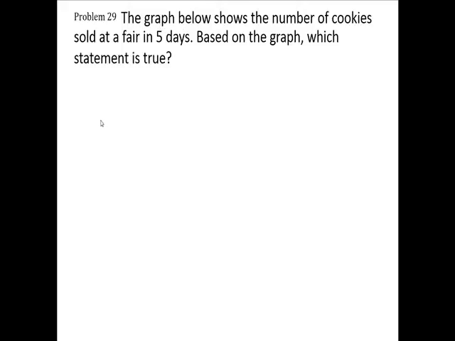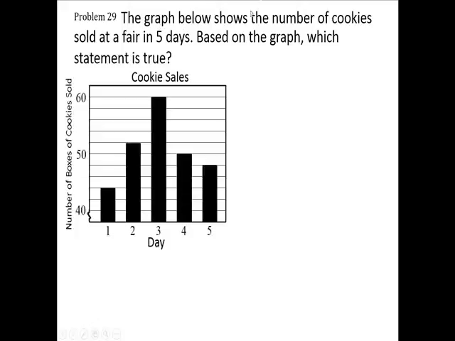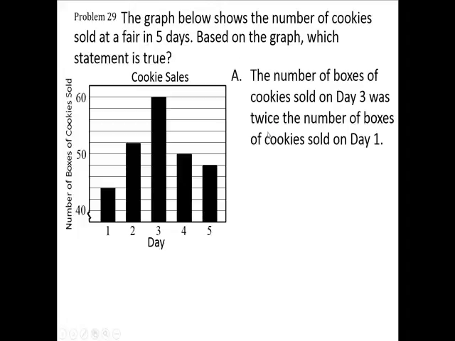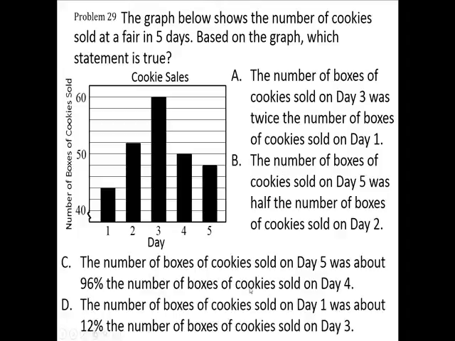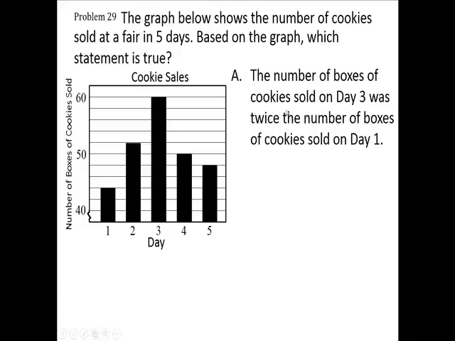The graph below, this graph, shows the number of cookies sold at a fair in 5 days. Based on the graph, which statement is true? So we have 4 choices here, and we have to pick one of these 4. So let's look at the first statement up here and see what it's telling us.